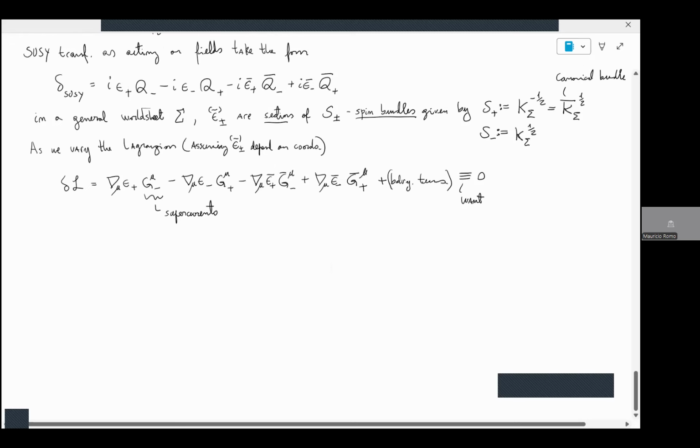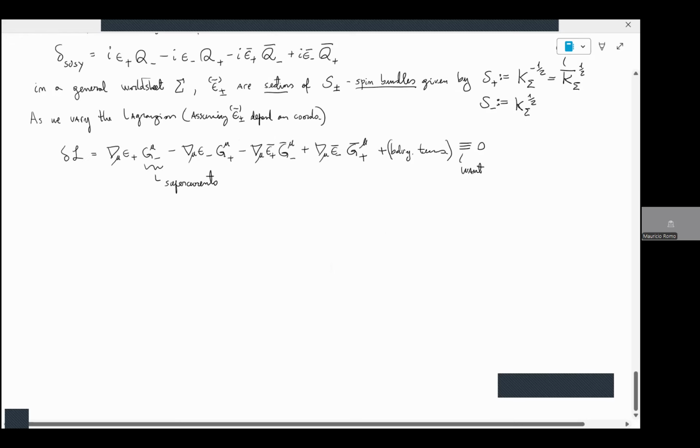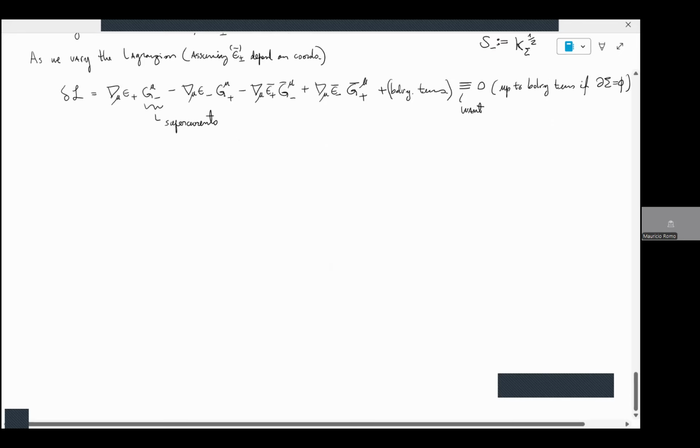What we want is that it's zero, right? That this is a symmetry of your action, zero maybe up to boundary terms. Sigma has no boundary to make it simple. Later we are going to the case with boundary, but let's say sigma has no boundary. Then this is what you want to happen, that this is zero. So how do you make this zero?